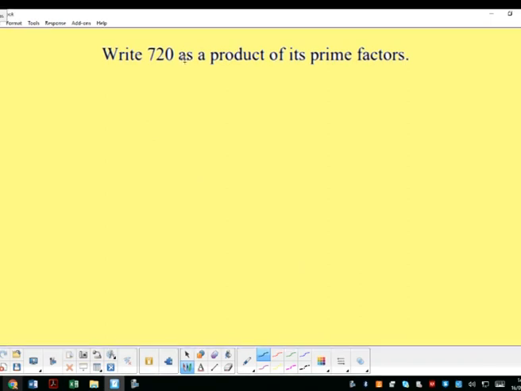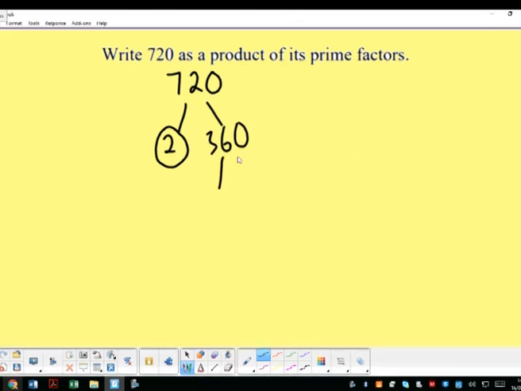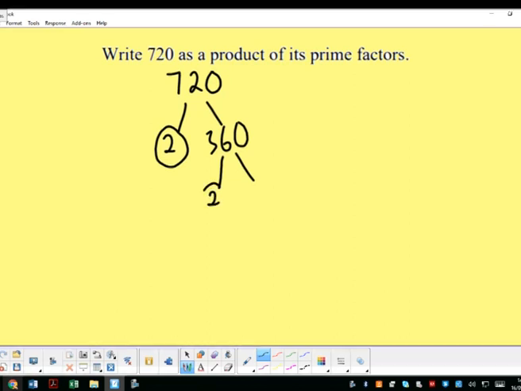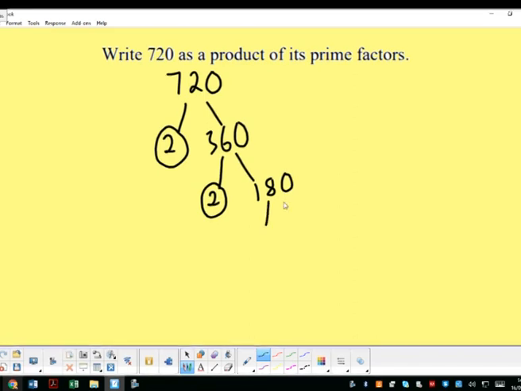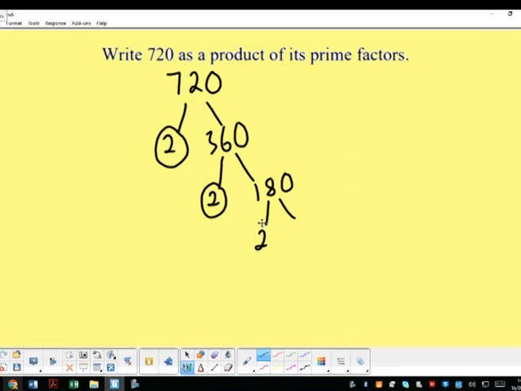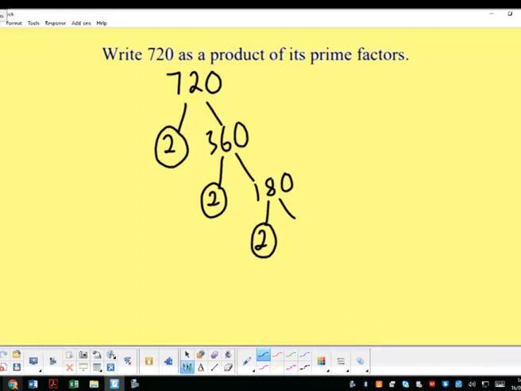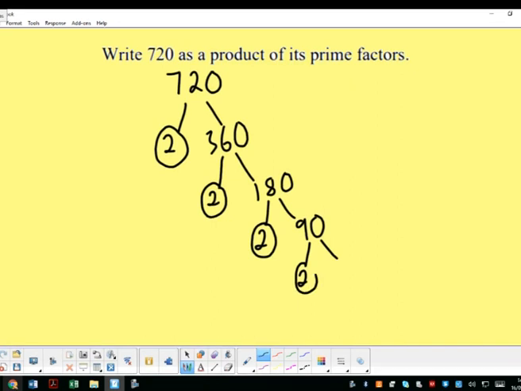Okay, 720, same idea. So you can always pause these and have a go and then check against mine. You can go 2, your prime number, and 360, which is not a prime number. It's an even number, so we can divide by 2 again, which gives us 180. Again, not prime but even, so we can go by 2 again. And obviously there are different ways of doing these, but we should always end up with the same answer either way. So 90 divided by 2 is going to give us 45.